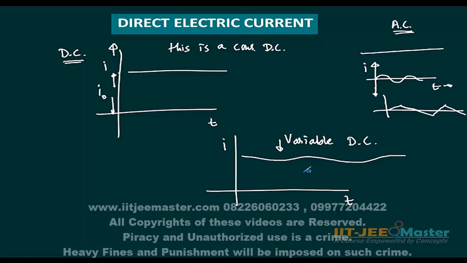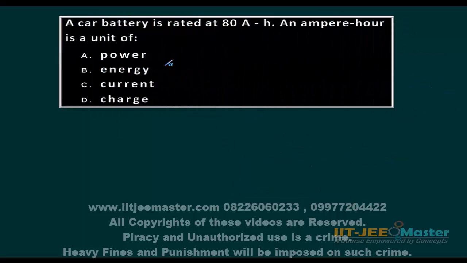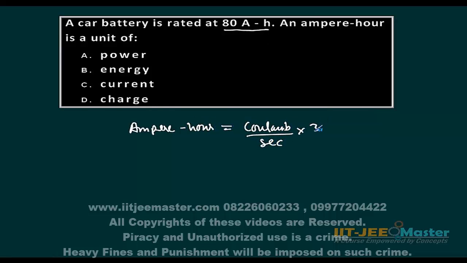How we measure it, let us see forward. A car battery is rated at 80 ampere hour. An ampere hour is a unit of ampere into hour. What is ampere? Ampere is coulomb per second and hour is basically 3600 seconds. On cancelling out second, you get the unit, which is coulomb. It is the unit of charge. So ampere hour is basically coulomb, the unit of charge.